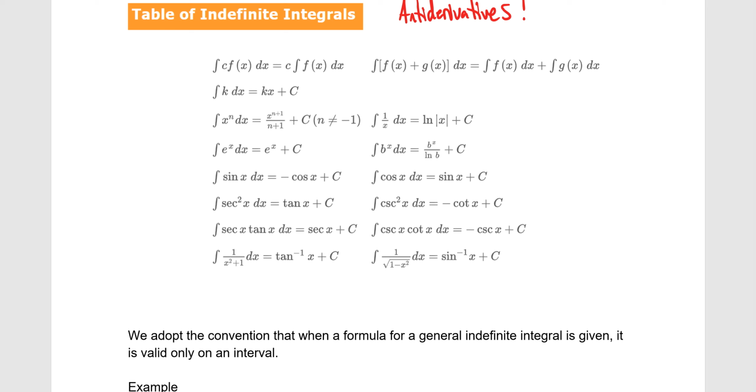And then the last ones get a little bit tricky. The integral of 1 over x squared plus 1 is actually tangent inverse of x. And the integral of 1 over the square root of 1 minus x squared is sine inverse of x.